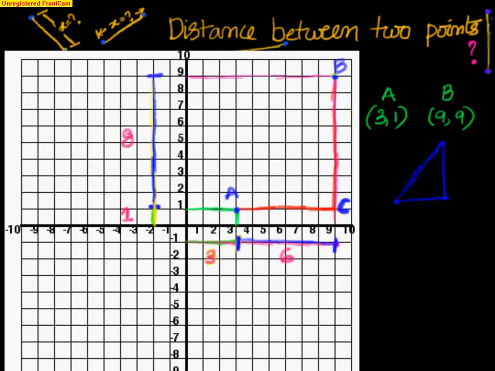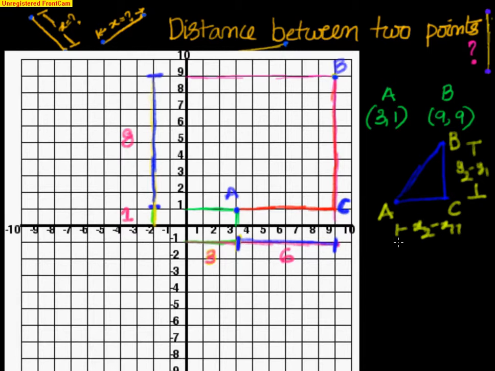If I join them, this is my A, this is C, and this is B. This is the horizontal distance. In general we call it x2 minus x1. We will see that. Similarly BC, we call it y2 minus y1. We will see that also, right?